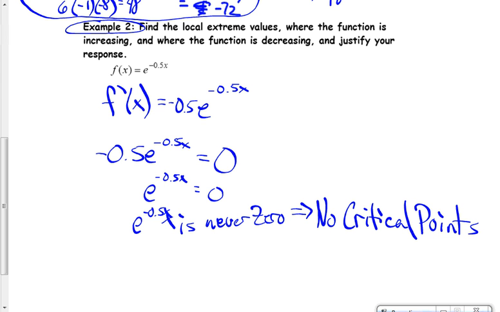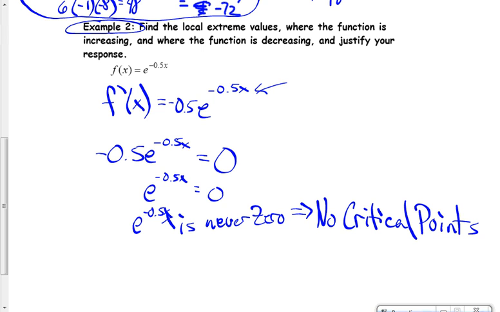You thought we had a singular one? Good question, are there any places where that function is undefined? No. There's nowhere that that's undefined. Why? What do we know about e to the x? It's continuous. It's differentiable on its entire domain. Okay?